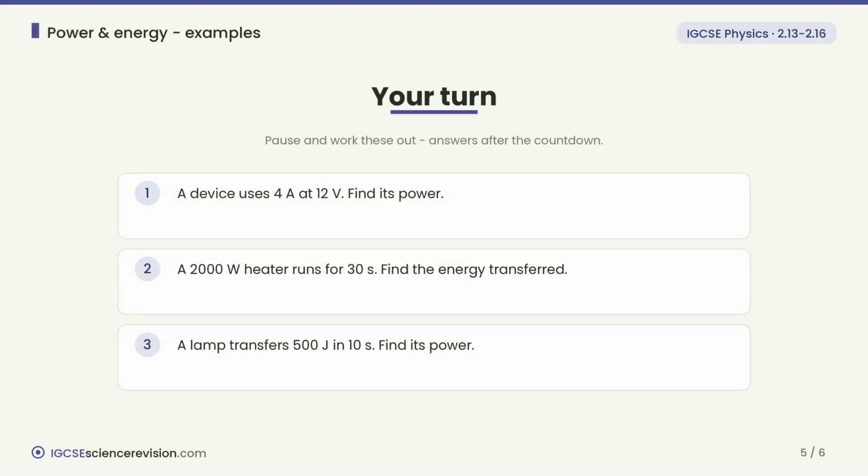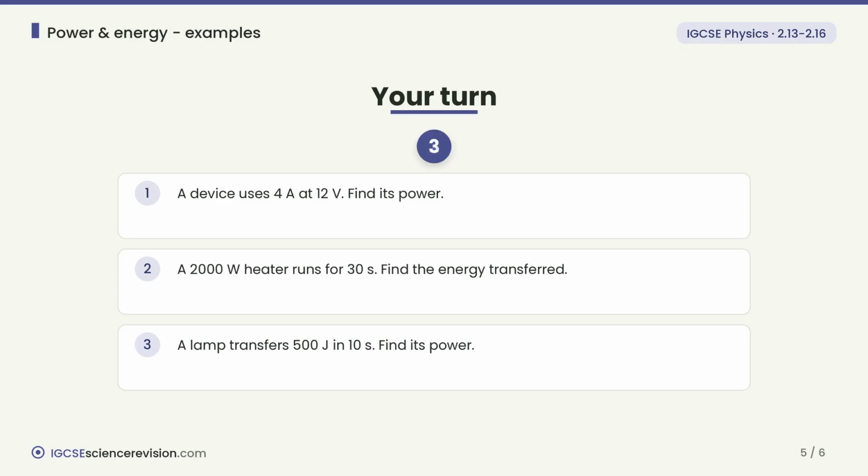Now it's your turn. Try these practice questions. Question 1. A device uses 4A at 12V. Find its power. Question 2. A 2000W heater runs for 30s. Find the energy transferred. Question 3. A lamp transfers 500J in 10s. Find its power. Pause the video, work them out on paper, then play on to check your answers.